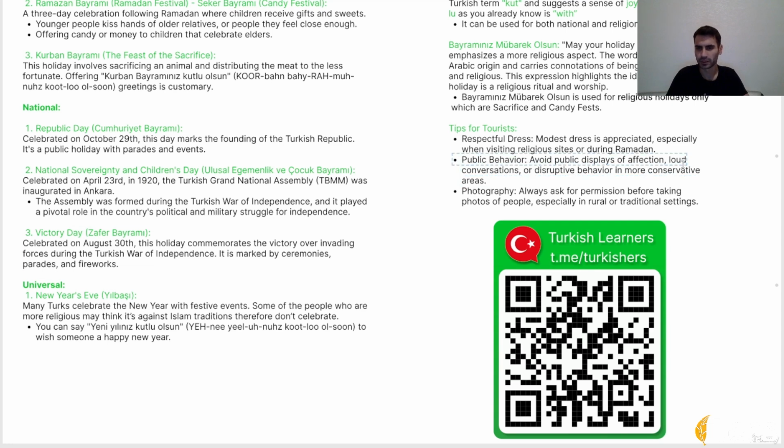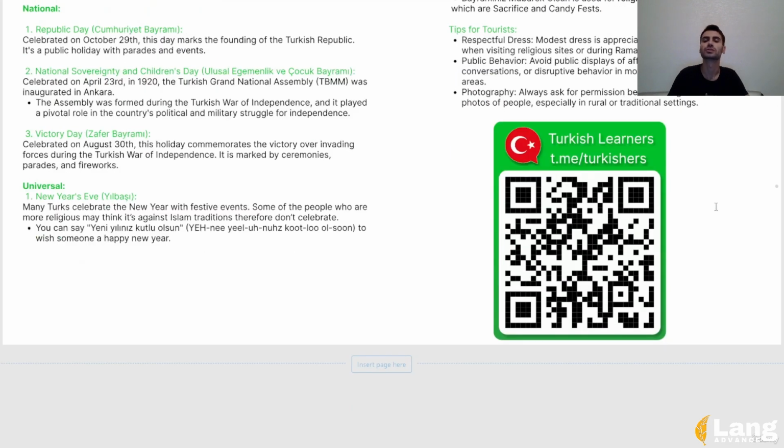Public behavior, avoid public displays of affection, yep. Avoid loud conversations or disruptive behavior in more conservative areas. Photography, always ask for permission before taking photos of people, especially in rural or traditional settings.